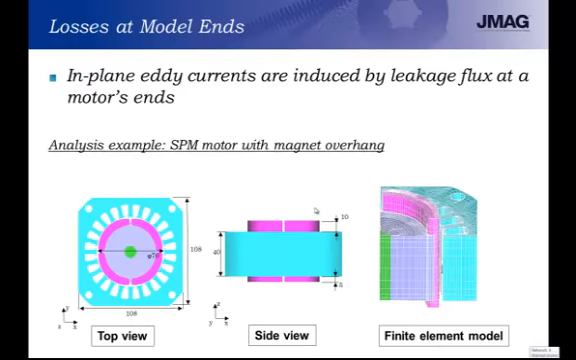In our next example, we can see how losses are affected at the ends of a model. In the analysis example below, we're going to look at an SPM motor with overhanging magnets. These overhanging magnets contribute to in-plane eddy currents that are induced by the leakage flux from the magnets on those motor ends. We can see in this finite element model view that the magnet itself is overhanging and the rotor and the stator are at approximately the same height.